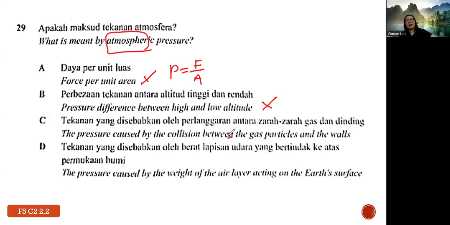C, pressure caused by collision of the gas particles and the wall. This is actually referring to gas pressure. Lastly, D, pressure caused by the weight of the air layer acting on the Earth's surface. Yes, this is the idea.